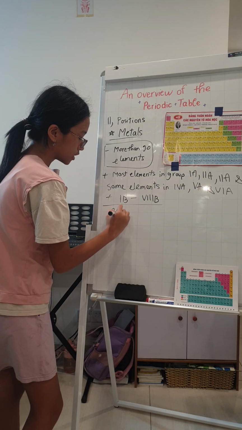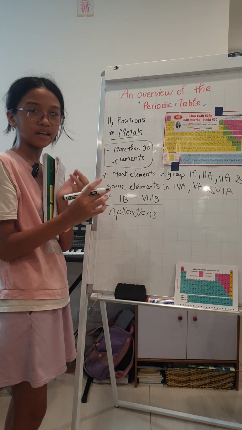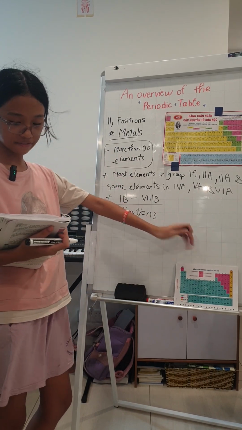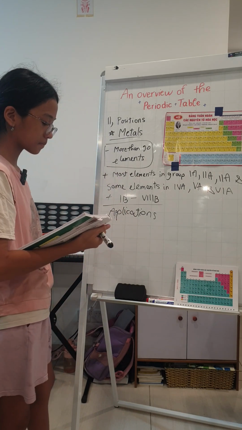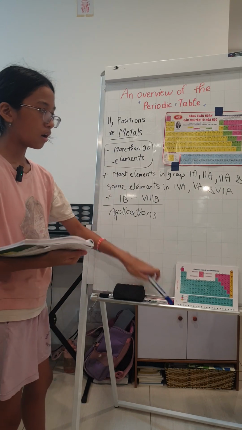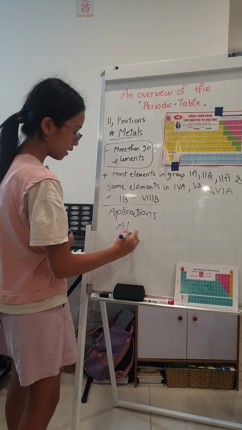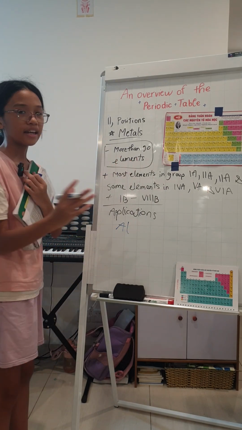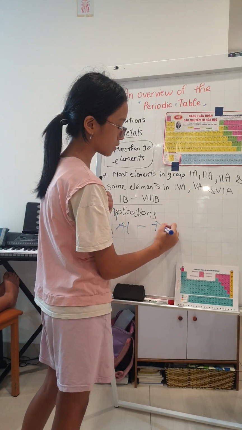And some applications in real life. There are lots of familiar applications that you can see in daily life. For example, aluminium. Aluminium is a chemical element. It's a metal. And do you know what it's used for? It's used for food wrappers.